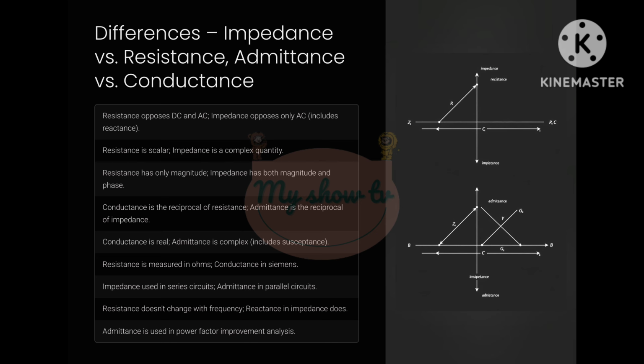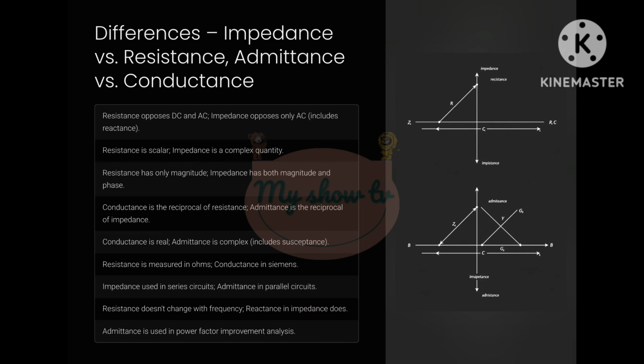Now comparing admittance and conductance. 1. Conductance is the reciprocal of resistance. Admittance is the reciprocal of impedance. 2. Conductance is a scalar. Admittance is a complex number. 3. Conductance equals 1/R, admittance equals 1/Z. 4. Conductance only has a real part, admittance includes both conductance and susceptance. 5. Conductance is measured in Siemens, admittance is also measured in Siemens but has a real and imaginary part.